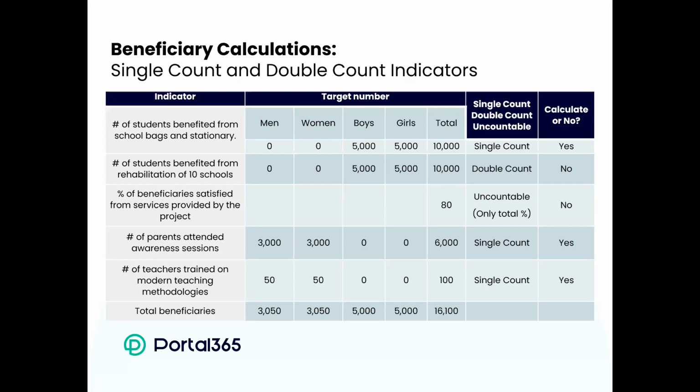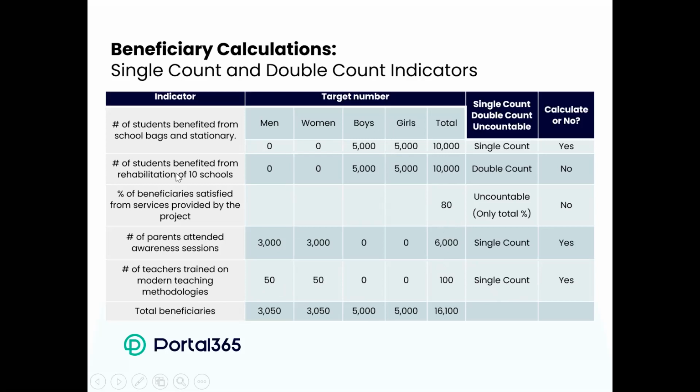We might calculate their names within the activity report, so we can provide the names of the participants in these sessions. So we will consider them as direct beneficiaries, and we can calculate them, and we consider them as a single count. And yes, include this figure, or the total of parents, as part of the total number of beneficiaries. The same applies for the number of teachers trained on modern teaching methodologies. For example, we will provide training for 50 male teachers and 50 female teachers. So the total number will be 100. It will be 100 women and men teachers, because they are not part of the above numbers calculated. So they are still considered as single count, because it's a different group.